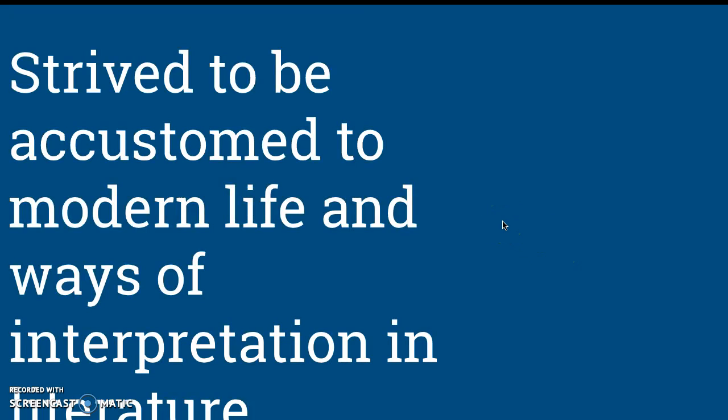Okay, so this is my definition of modernism that I picked out. It strives to be accustomed to modern life and ways of interpretation in literature. I chose this because it was so straightforward, and it's basically what modernism was all about. So modernism was reaching for a new style because the one they had was not accustomed to modern life. And modernists believed that the current language, which was the Victorian style, was not applying to individuals of the time period because of everything that was going on.